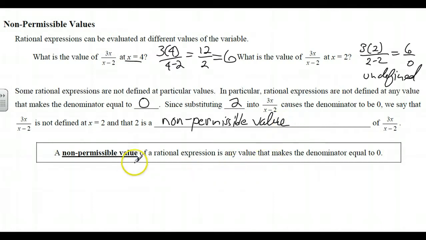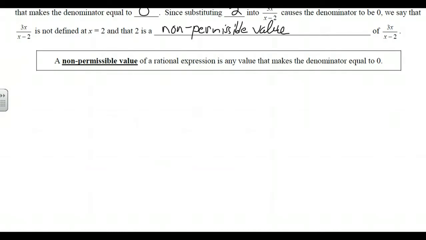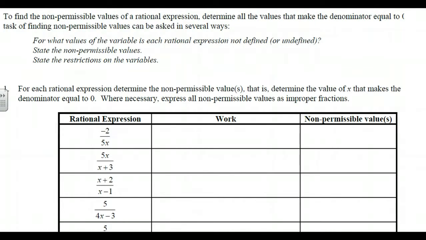A non-permissible value of a rational expression is any value of the variable that makes the denominator equal to 0. I'm pretty sure there's nothing else there. To find the non-permissible values, determine all the values that make the denominator equal to 0. Period. The task of finding non-permissible values can be asked in several ways.